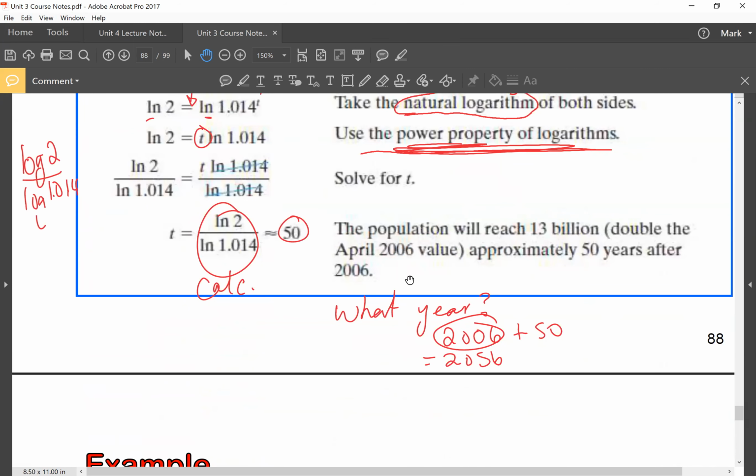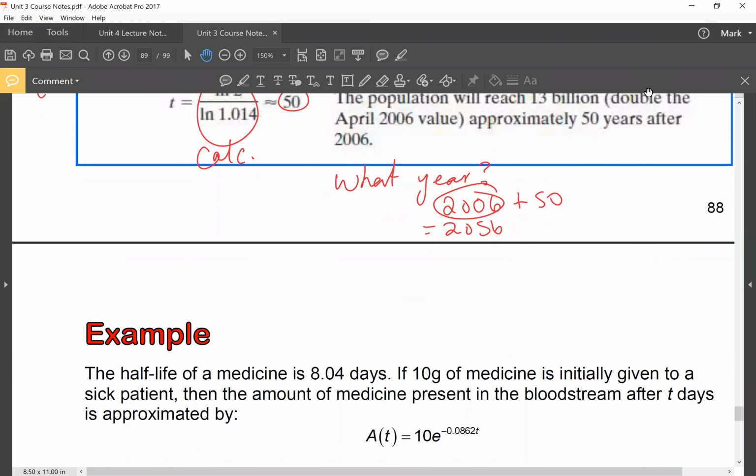So you guys, in 2056, check the population. We'll see if it's around 13 billion. That would be pretty scary, actually. That's a lot of people. That's too many people. But hopefully, inshallah, we'll all be around in 2056, and there might be 13 billion people. Scary.